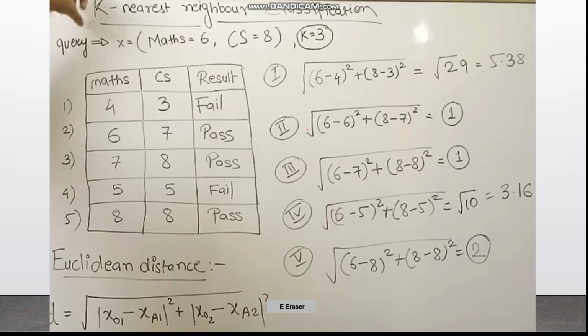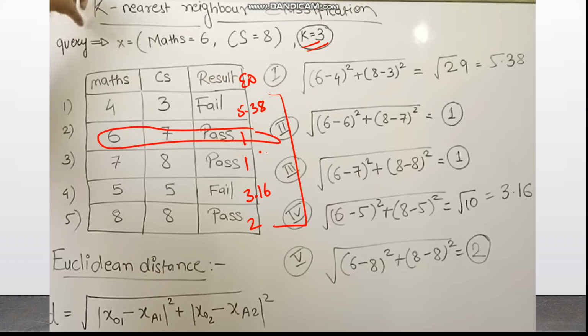Now what is the next task to be done? Write down the Euclidean distances for all the cases over here. Here it was 5.38, it was 1, it was 1, 3.16 and 2. Now what is the value of k in this case? The value of k is equal to 3. What does it decide? It decides that we pick the top 3 rows in ascending order. Now when we arrange them in ascending order, we will pick this one, this one and the next one.